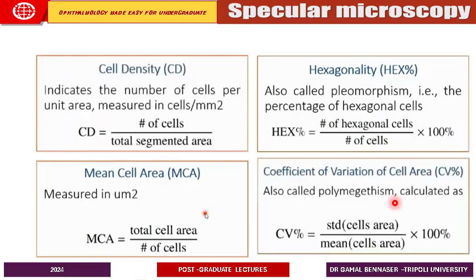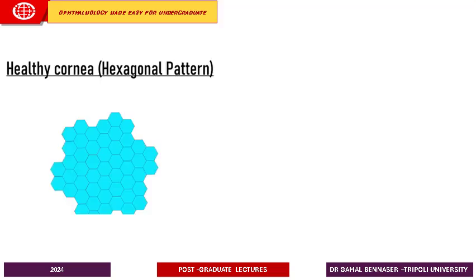Polymorphism indicates that the hexagonality is less than 60%, and the coefficient of variation indicates that the polymegathism is more than 30% or 0.3. These are the main variables, or the main factors, that we study in the printout of the specular microscopy, which is used to assess the endothelial cell function, as well as the anatomy and the integrity of the endothelial cells.